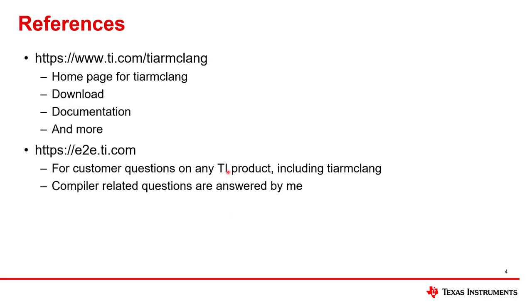I will close this video with two references. The first one is ti.com/tiarmclang. This is the home page for the tiarmclang compiler. Here's where you can download it, access the documentation, and more details like that. The second reference is e2e.ti.com. This is for customer questions on any TI product, including tiarmclang. If that question is related to the compiler, it will be answered by me.